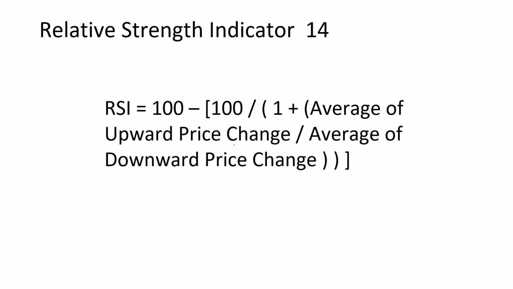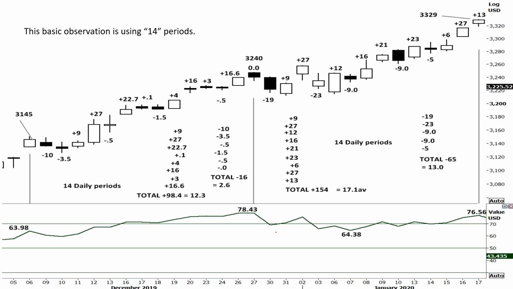It's essentially the average of the upward price change against the average of the downward price change. In a worked example here, if we look at an RSI, it's always used as a 14 period RSI. I'll work through this sample. This is the S&P 500, and on this day it was 3,145 points. 14 days later it was 3,240 points, so essentially a gain of 95 points or so.